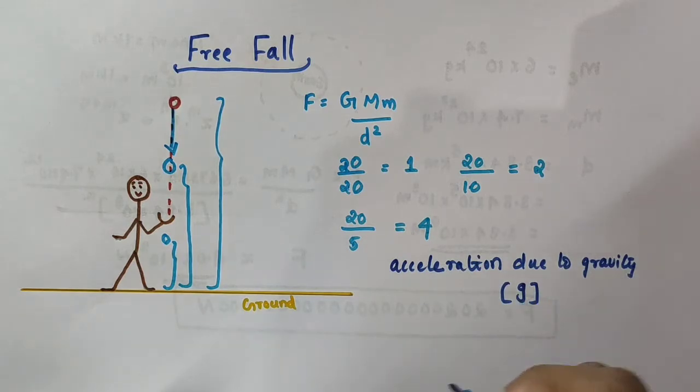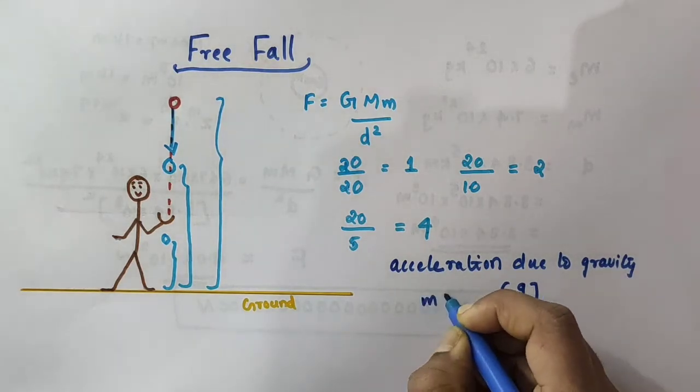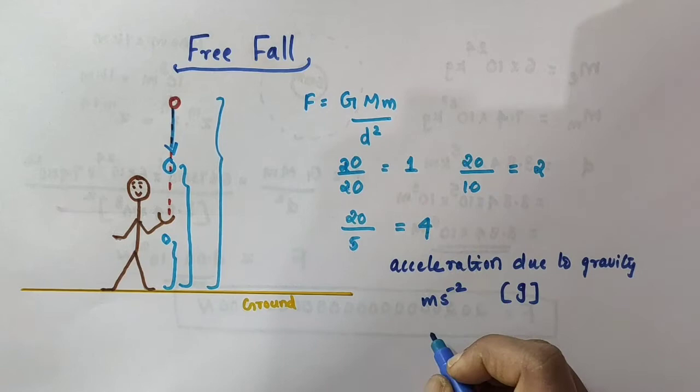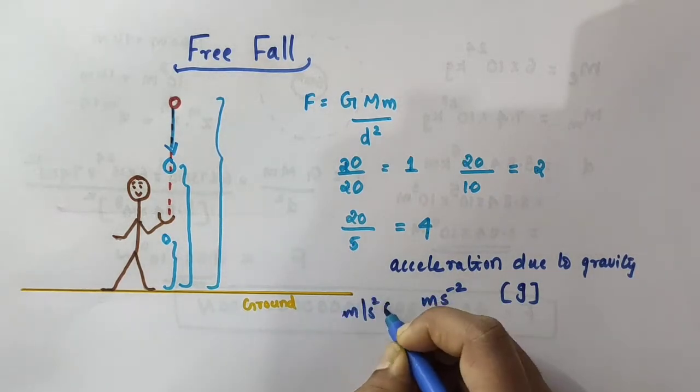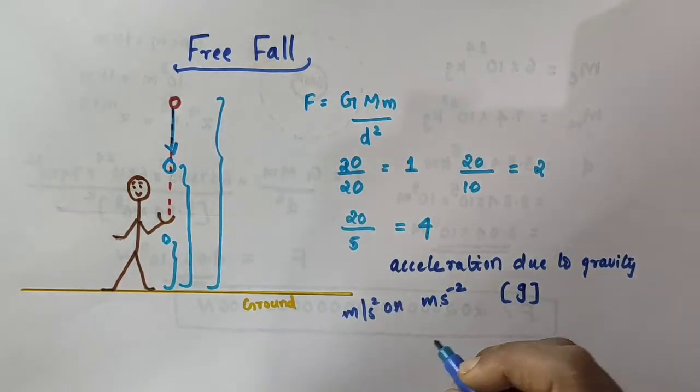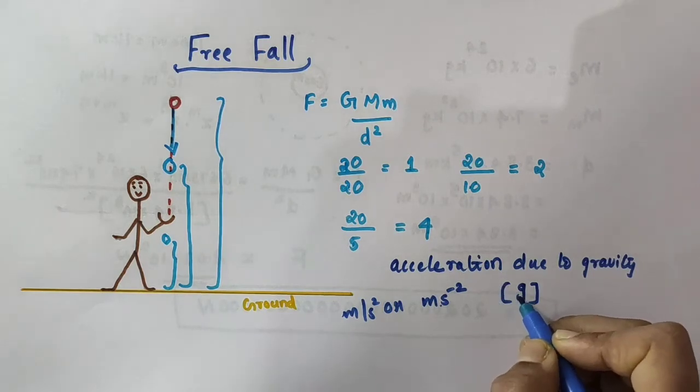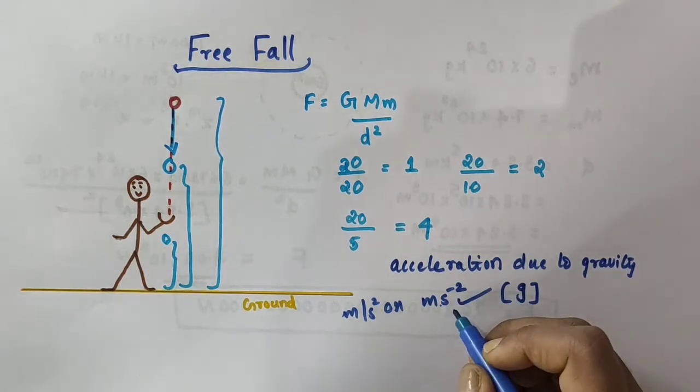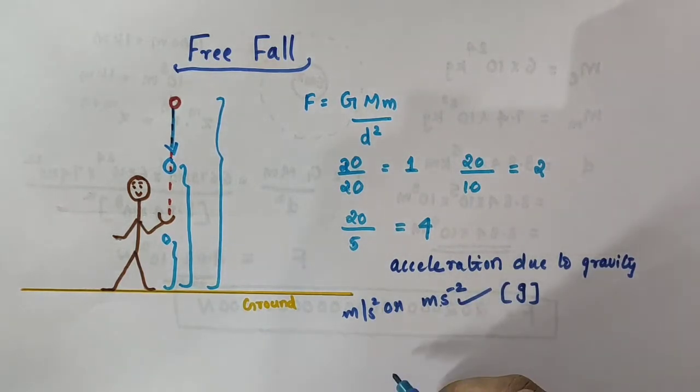What is the SI unit of acceleration? Meter second raised to minus 2, or meter per second square. And the SI unit of acceleration due to gravity is also meter second raised to minus 2, or meter per second square.